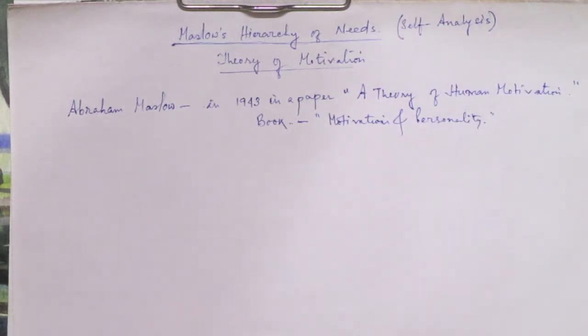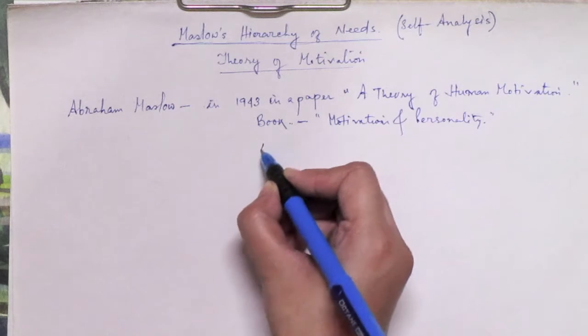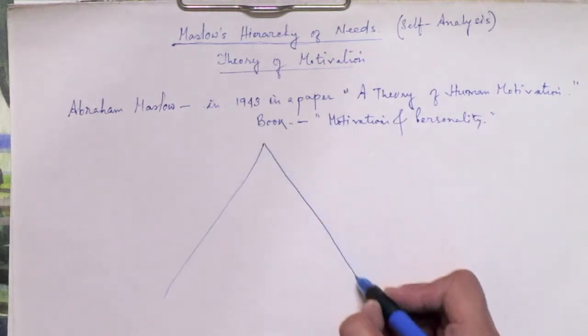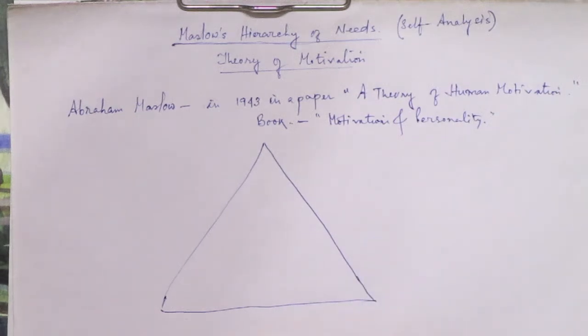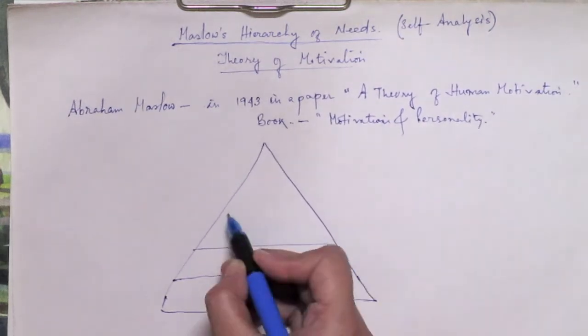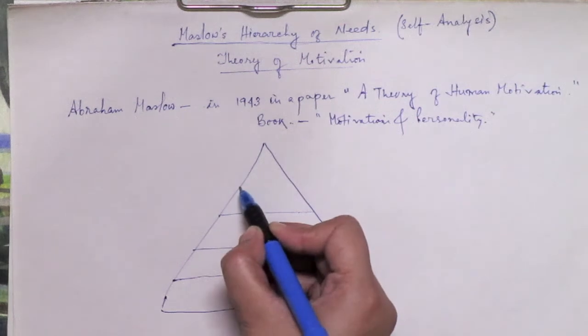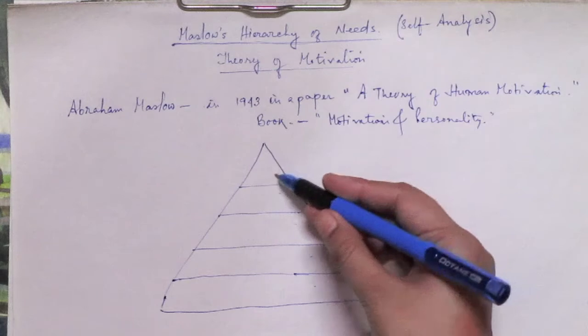Okay, now let us first draw the pyramid. He actually gave us the theory in the form of a pyramid. So let us first draw the shape of a pyramid. This is it. We can divide this into 5 sections. It means we have to draw 4 lines. Yes. So 1, 2, 3, 4, 5.